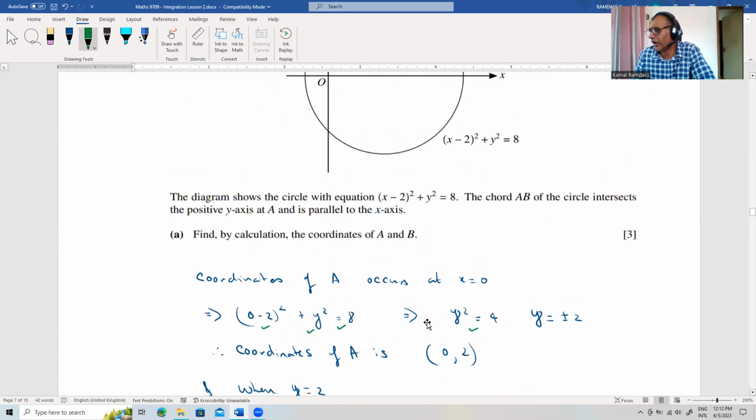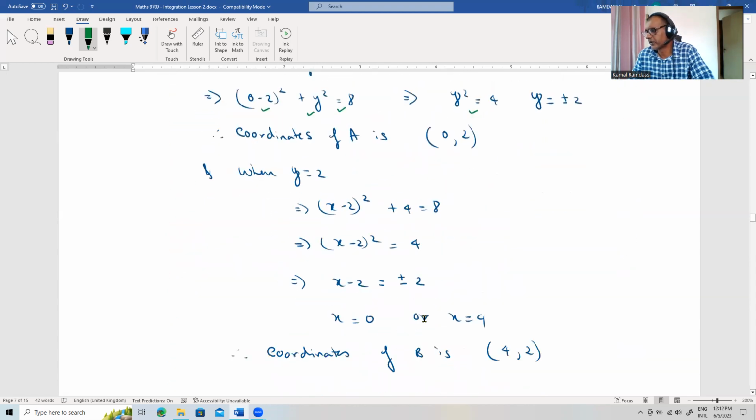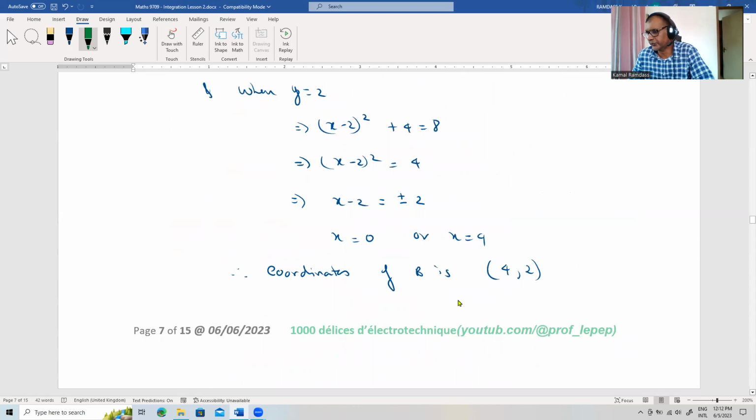Or x is equal to 4. That means I know that it is equal to 4. Okay? 4, 2. Coordinates of B is 4, 2.